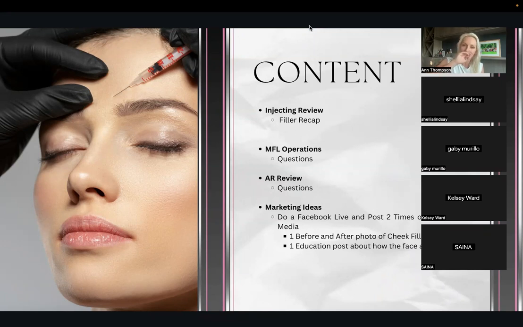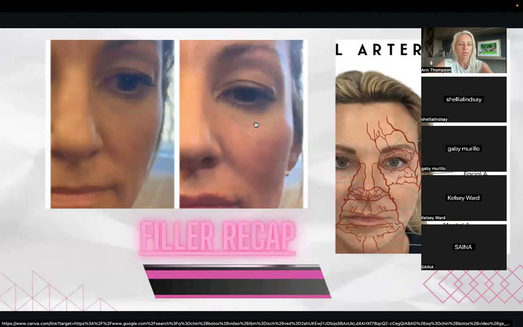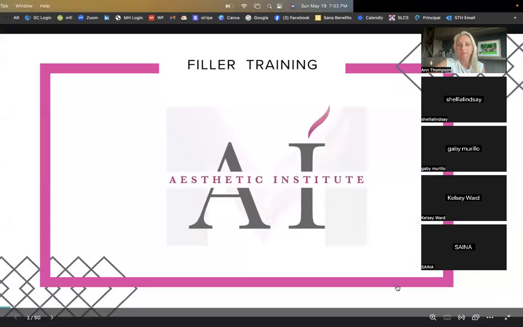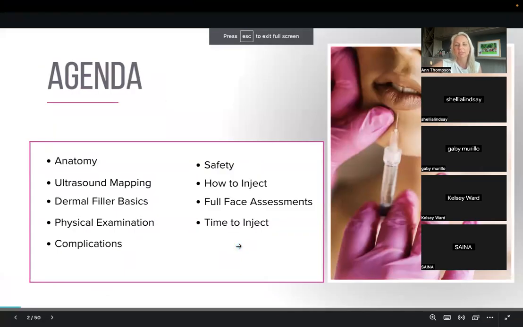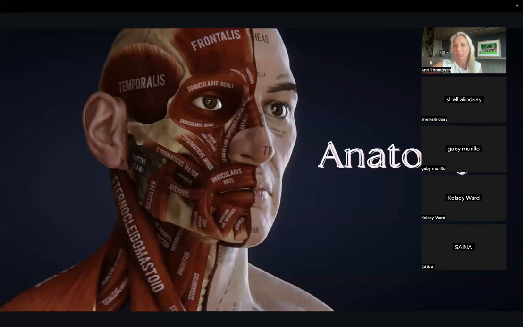And then we're also going to be going over some general MFL questions and AR questions, and then we have our marketing homework. All right, so let's jump back into our filler. If you remember, this is our presentation from training, but we're going to go through this rather quickly. We're obviously going to be skipping the ultrasound section.